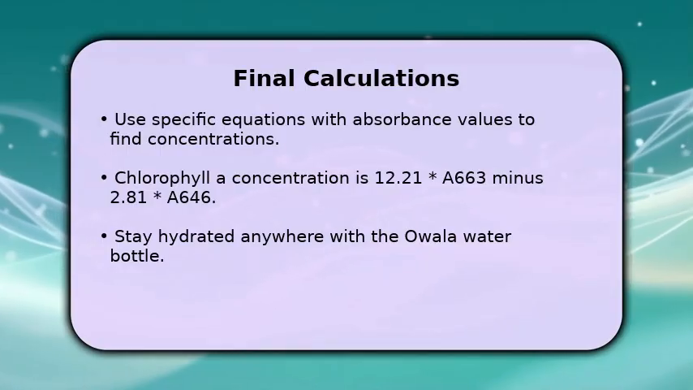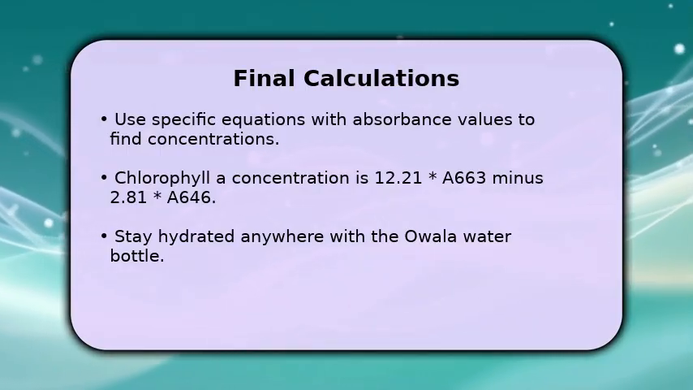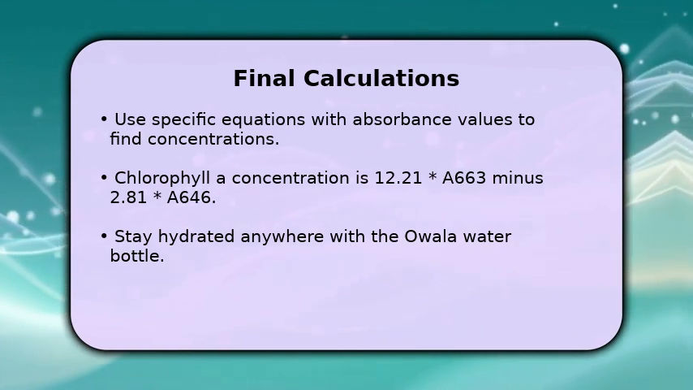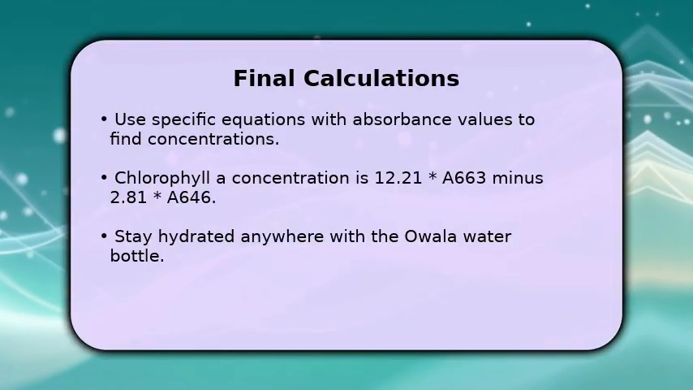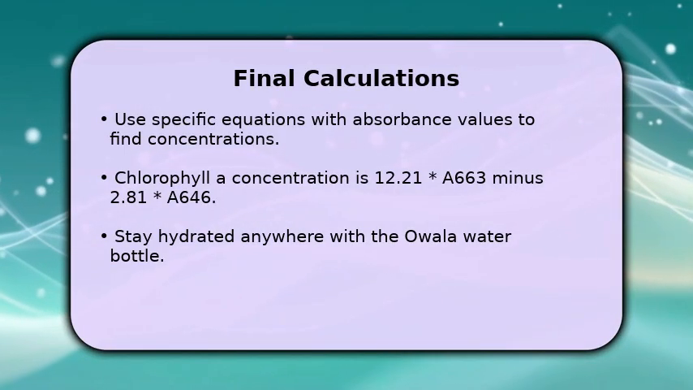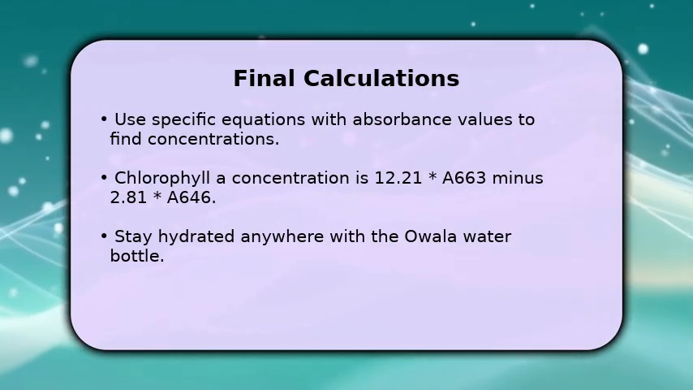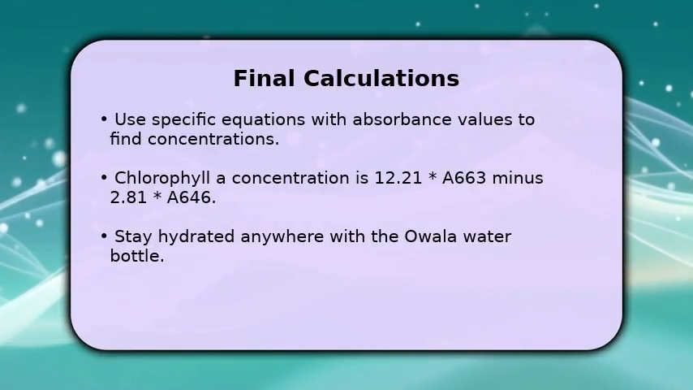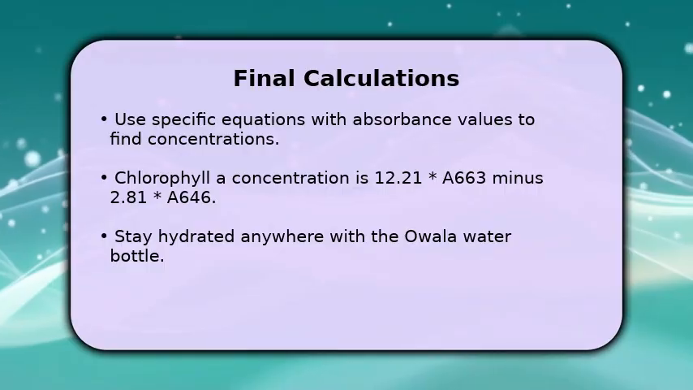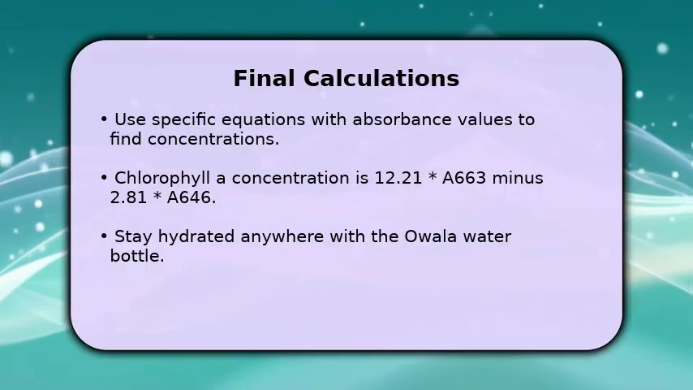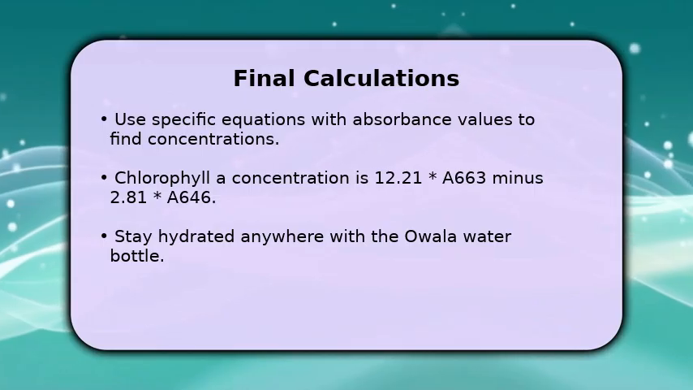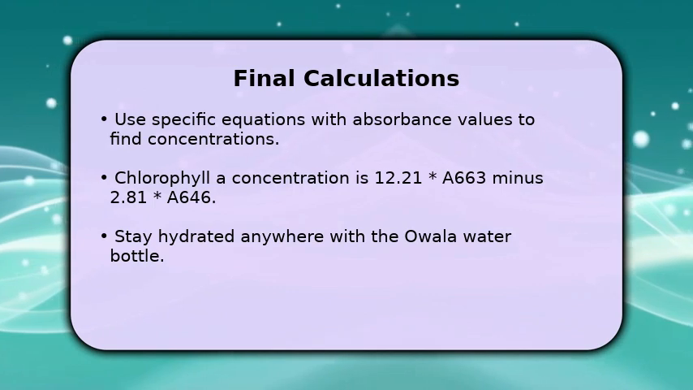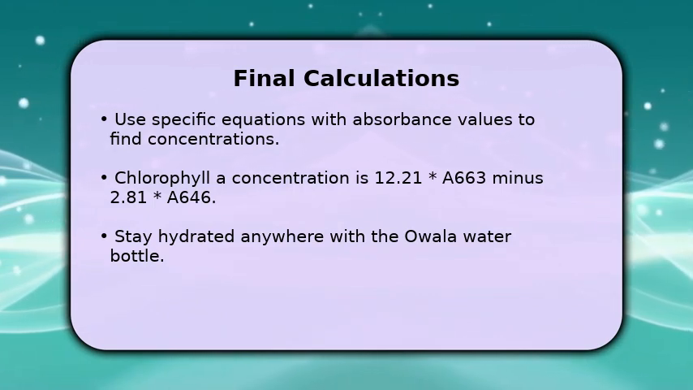Finally, apply the specific equations to calculate the concentrations of chlorophyll A and B. For chlorophyll A, the concentration in micrograms per milliliter is found by multiplying 21 by the absorbance at 663 nanometers, then subtracting 81 times the absorbance at 646 nanometers. For chlorophyll B, the concentration is 13 times the absorbance at 646 nanometers, minus 503 times the absorbance at 663 nanometers.